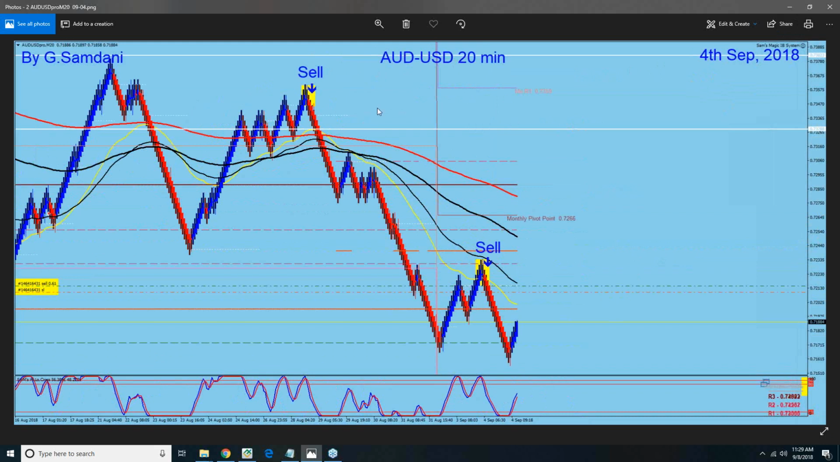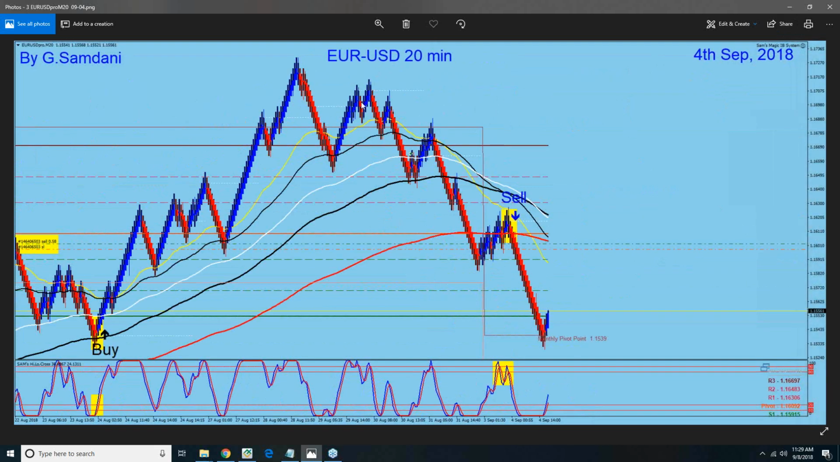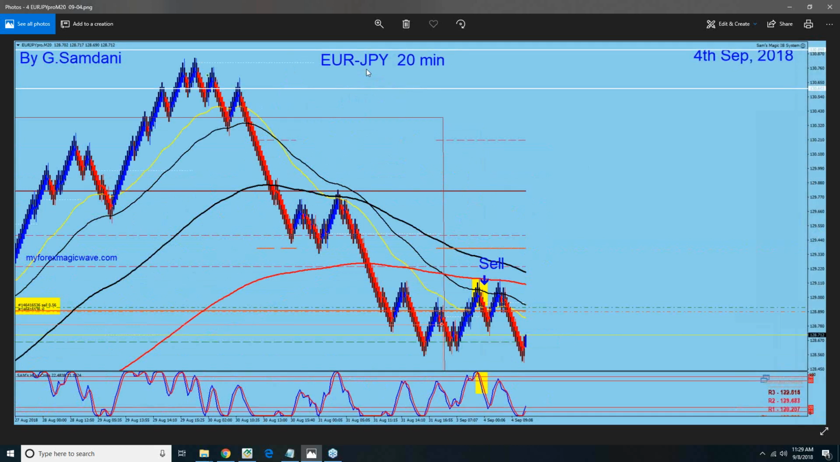I'm shorting Aussie pairs where the Aussie is on the left hand side, like Aussie Yen and Aussie USD, because of the weakness in the Aussie dollar, and longing those Euro Aussie and Pound Aussie pairs because the Aussie is on the right hand side there. Here you can see Euro USD short setup, and the same Euro Yen short setup here is because of the Euro pullback.